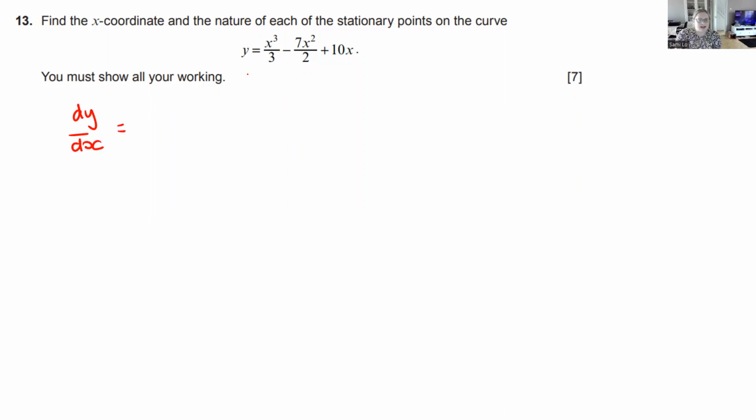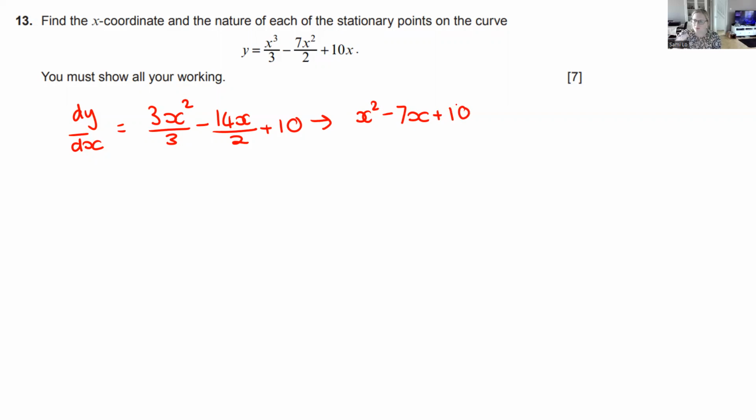So dy by dx, the power comes in front, so 3x to the power of 2 over 3 minus 14x over 2 plus 10. Technically, that would be x to the power of 1 minus 1, which gives x to the 0, which we know would cancel out. So I'm just going to rewrite this all out. So that gives me x squared minus 7x plus 10.